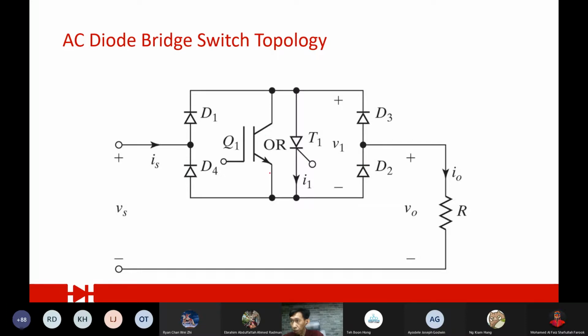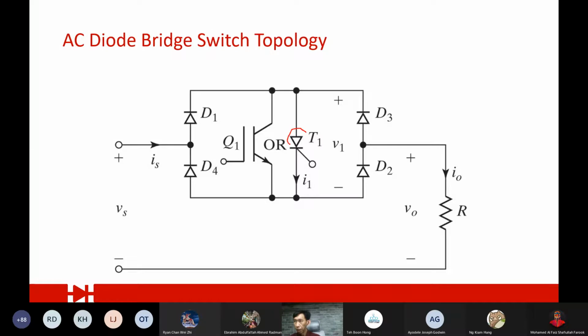MOSFET. Now with a MOSFET, they operate differently. Of course, with a MOSFET, it acts as an AC switch. And then, of course, the controller here will be very much different compared to the thyristor. Now we just focus on the thyristor.